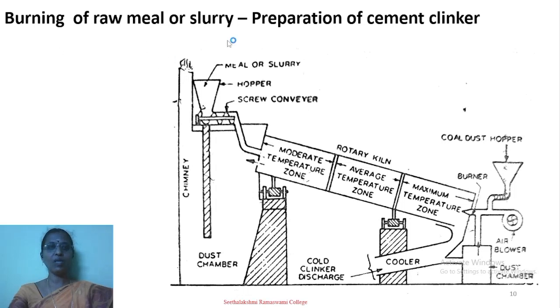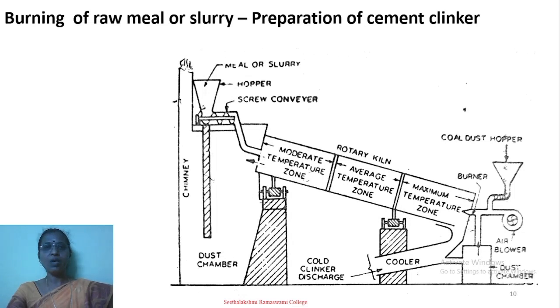Burning of raw meal or slurry. Cement clinkers are produced by burning process. The raw meal or slurry prepared by dry process or wet process is introduced into the rotary kiln with the help of a screw conveyor. The rotary kiln consists of a long steel cylinder 100 to 250 feet in length and 6 to 8 feet in diameter. This cylinder is lined inside with fire bricks and rotates half to 1 revolution per minute.